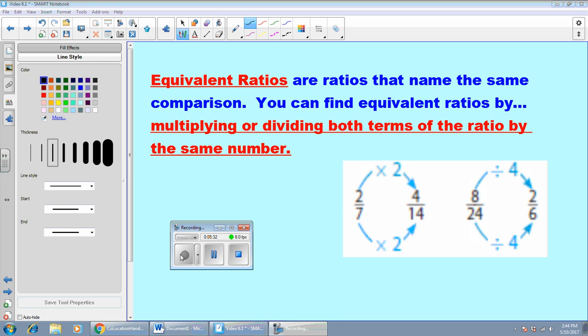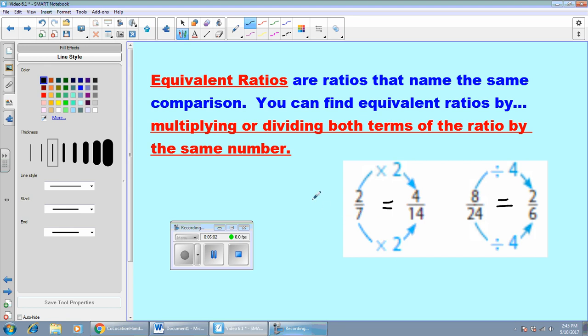So think about the moon and the stars. The rule is for every one moon, there's 3 stars. That's the rule. Every time you add another moon, you've got to add 3 stars. So here I could say 2/7 is equal to 4/14 because I'm essentially multiplying both the numerator and the denominator by 2. And then 8/24 is equivalent to 2/6 because I divided the numerator and the denominator each by 4/4.